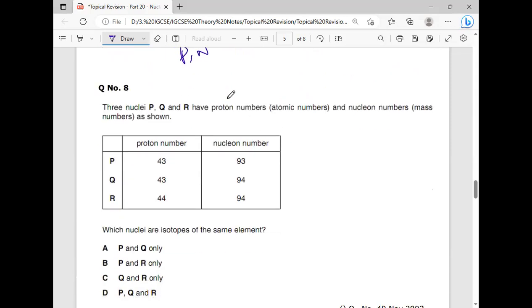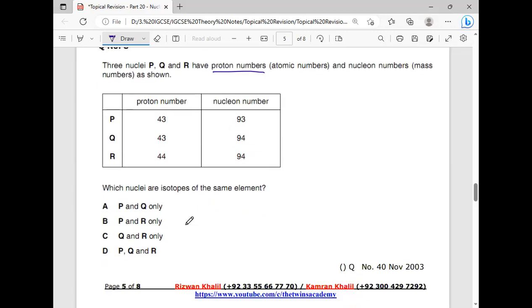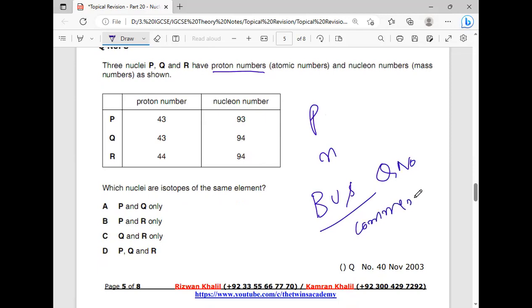Three nuclei P, Q, R have the same proton numbers and nucleon numbers. Which nuclei are the isotopes of the same element? What was the definition of isotope? Same number of protons but different number of neutrons. So first of all we will check the same number of protons, and you will do it by yourself. Write the question number in the comments and write your answer as well.